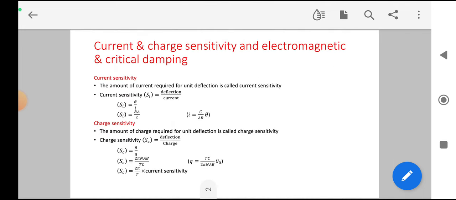Next, on this side, current and charge sensitivity, these are the topics.